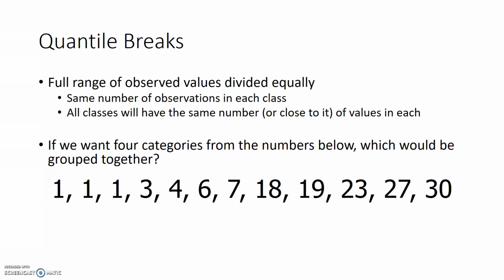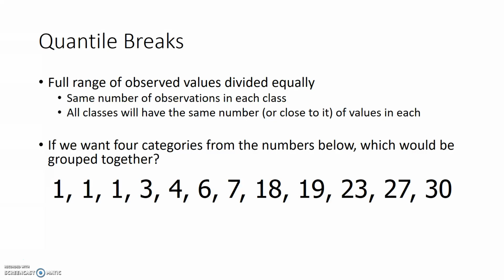And the only reason we would not have the same number in each is if we chose groupings where we couldn't, based on the number of data points, split them up equally. So there might be small differences, but generally the numbers of values in each group will be roughly the same. So we basically look at our range of values. So if we want 4 categories from the numbers below, what would be grouped together?